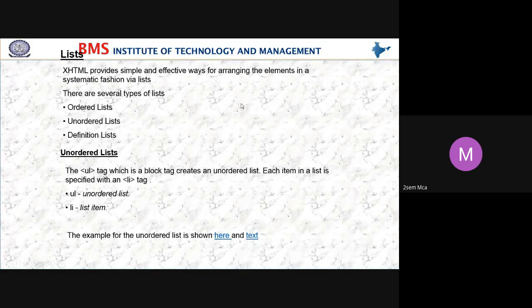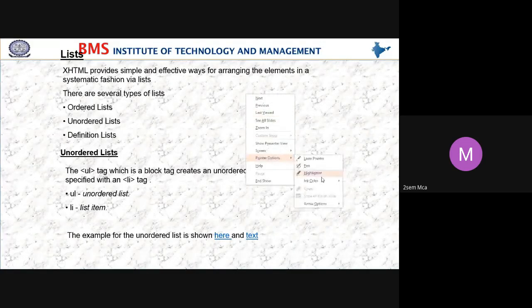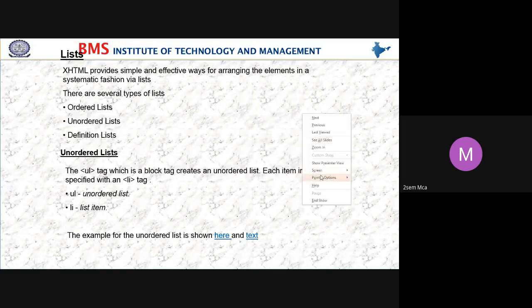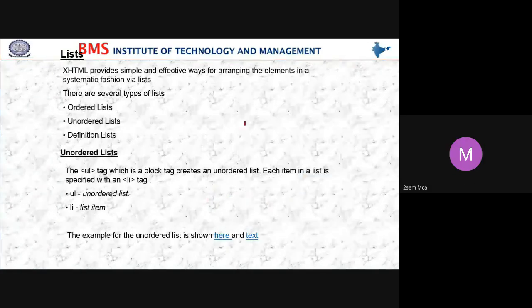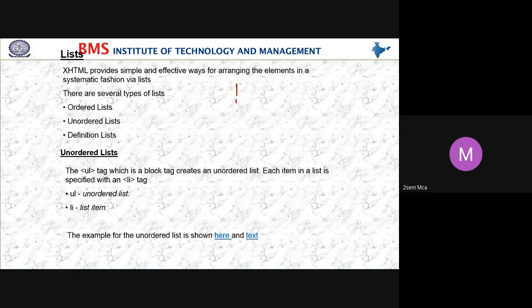Anybody? What is an ordered list? Any answer? The list which contains some order. Systematic order, like point wise, like 1, 2, 3. Yes, exactly. The ordered list means the systematic order 1, 2, 3, 4.